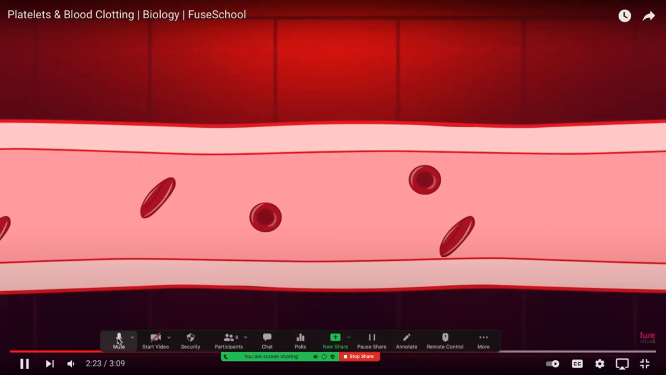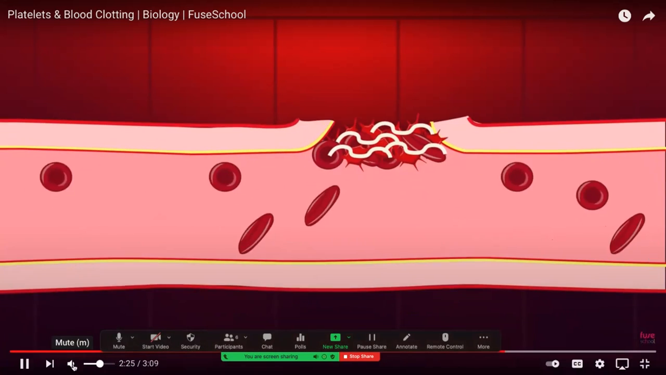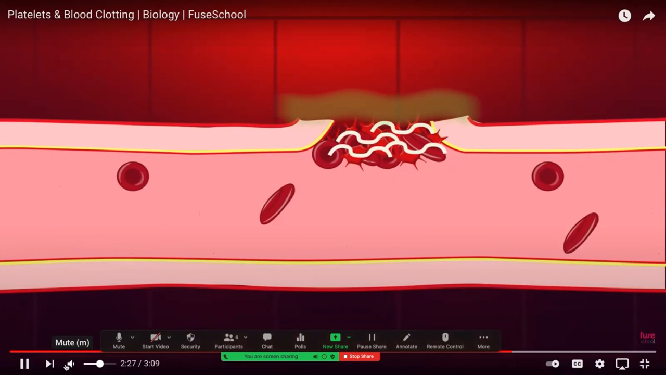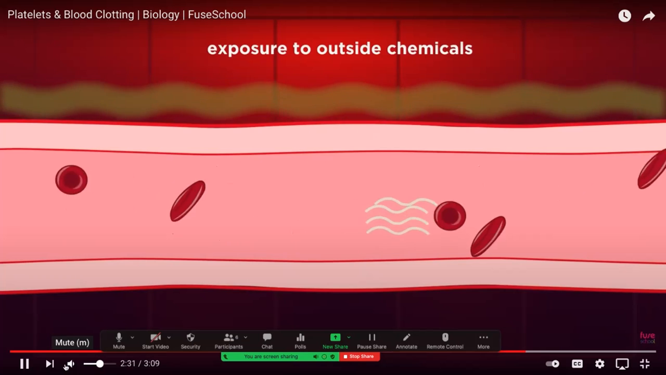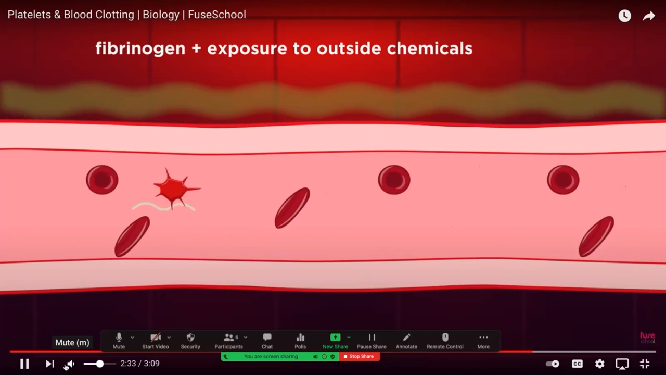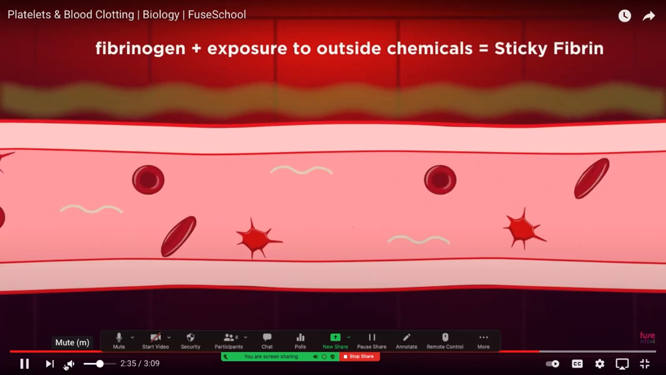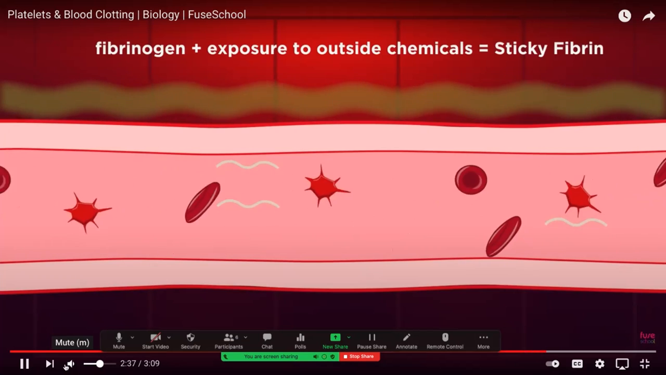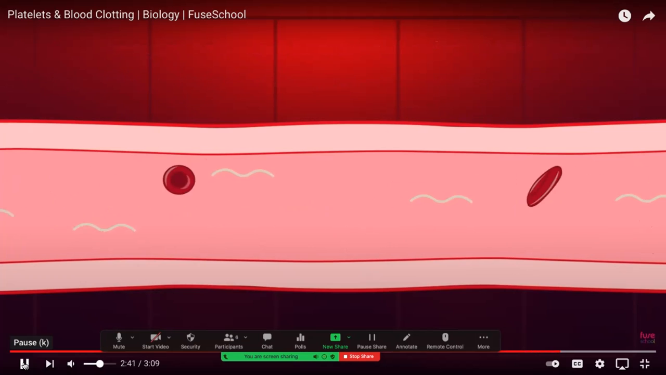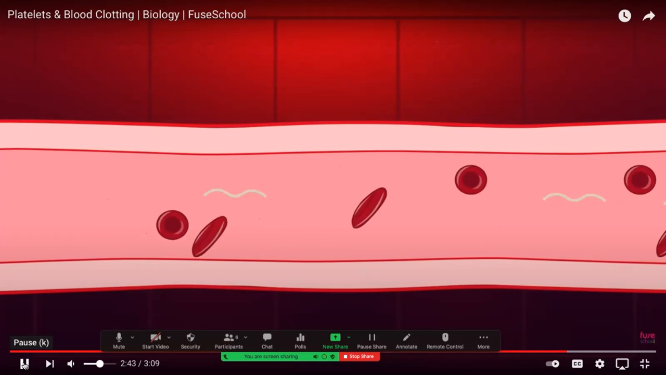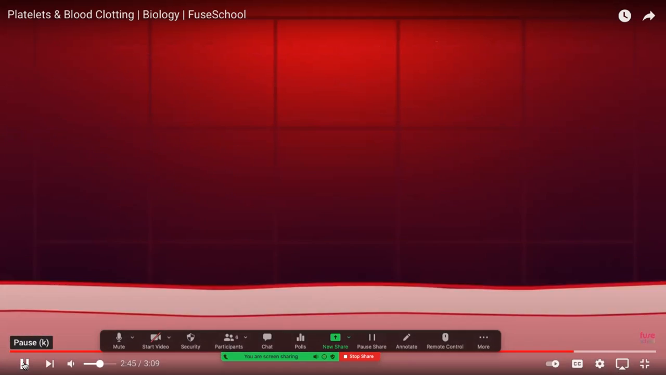A final thing to note, remember that I said the exposure to the collagen causes the platelets to stick together, and the exposure to the outside chemicals causes the fibrinogen to turn into sticky fibrin. Both the platelets and the fibrin only become sticky after the exposure. This means in a normal, healthy blood vessel, they won't randomly cause clots. So from this video, you should understand.